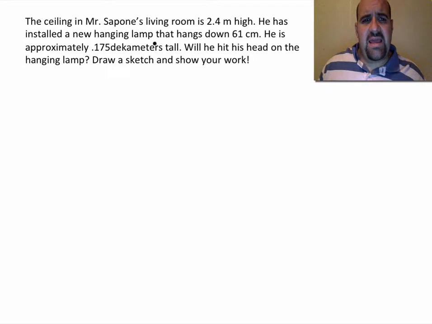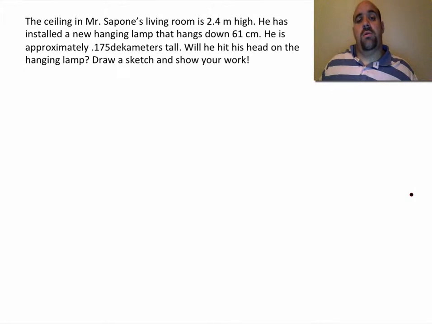The ceiling in Mr. Sapone's living room is 2.4 meters high. I have installed a new hanging lamp, and it hangs down from the ceiling 61 centimeters. I am approximately 0.175 decameters tall. Will I hit my head on the hanging lamp? Draw a sketch and show your work.